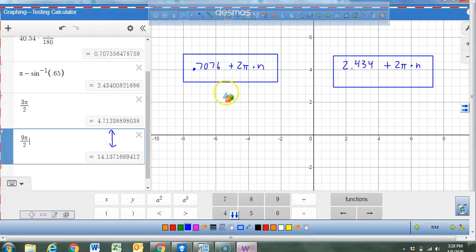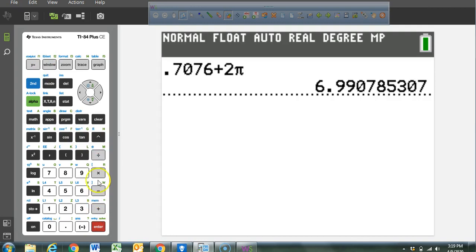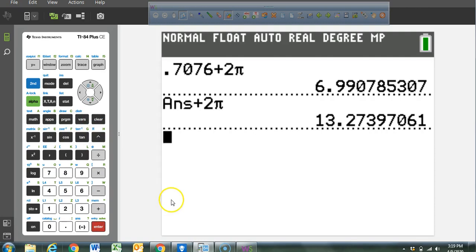So if you're wondering what the heck I am doing, all I'm doing is taking 0.7076 and adding 2 pi to it. Now, if you have a traditional calculator, you could do the exact same thing. Put 0.7076 and add 2 pi, not 1 pi. There we go. I'm going to add another 2 pi, not times. And that's as much as we can get on that one.